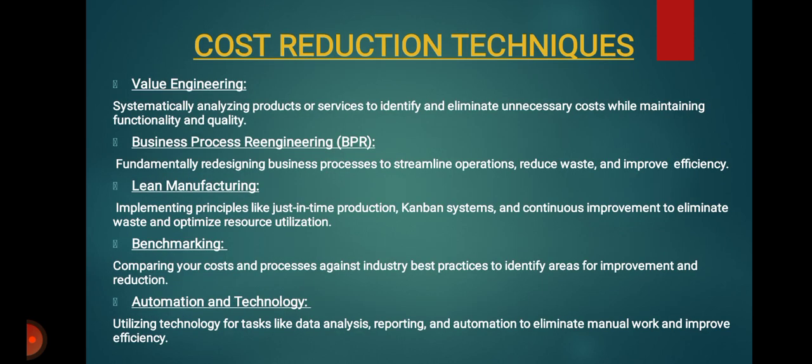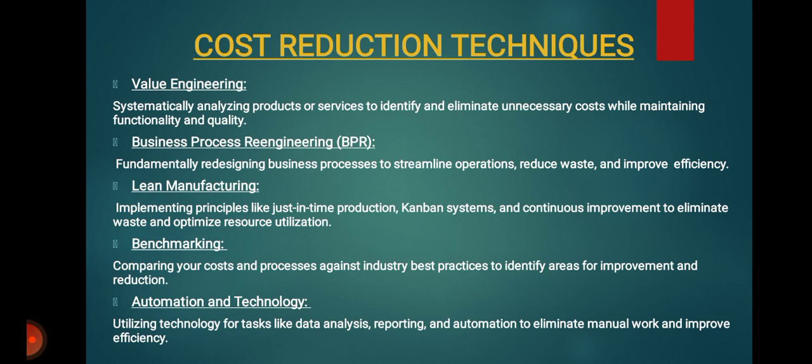The first cost reduction technique here is value engineering. It is systematically analyzing products or services to identify and eliminate unnecessary cost while maintaining the functionality and quality. For example, in value engineering, a furniture company analyzes a chair design and identifies that using a slightly different material for the legs of the chair can maintain functionality while reducing the production cost by 10%. Here the design is being changed, and the production cost is also reducing. So that is value engineering. Some value is added here.